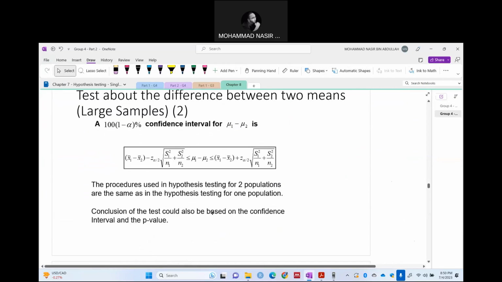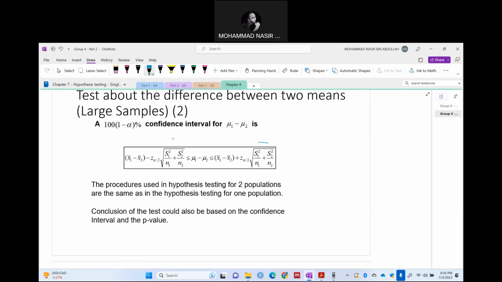So this is a confidence interval for mu1 minus mu2. The standard error is the square root of s1 squared divided by n1 plus s2 squared divided by n2. If you multiply the standard error by the critical value, it becomes the margin of error. Okay.